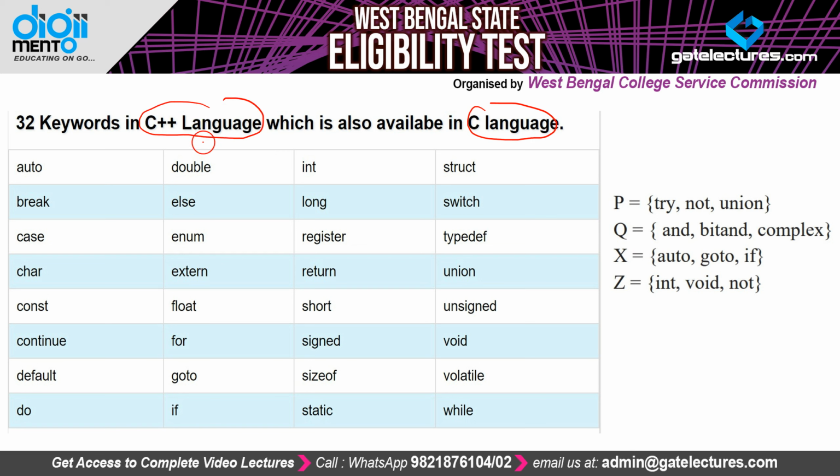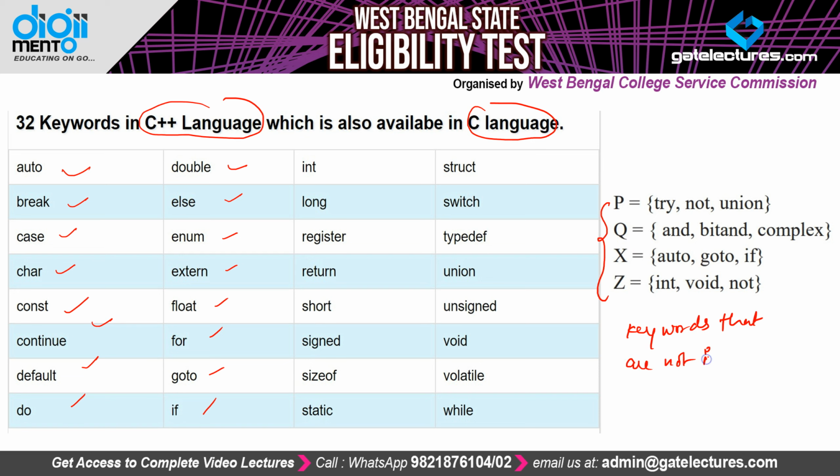In both the cases these keywords exist, which are auto, break, case, char, const, continue, default, do, double, else, enum, extern, float, for, goto, if, and so on, like this. Now let us look at this set. Let us try to see what are the keywords which exist in C++ but are not in the C language. So let us try to see keywords that are not in the C language.